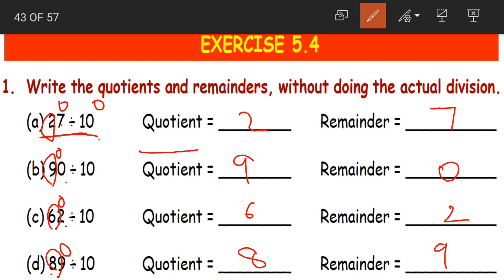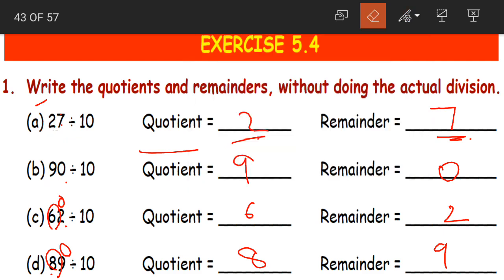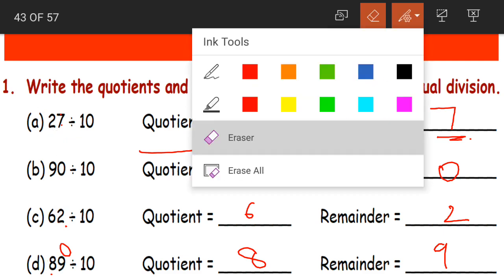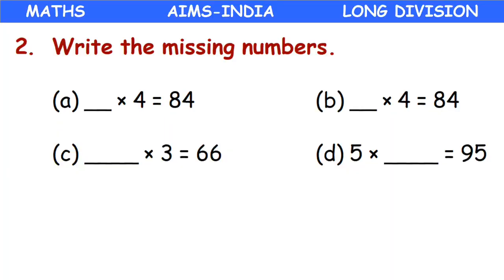If all divisions were this easy, then division would have been your favorite. So the digit in ones place becomes our remainder and the digit in tens place becomes our quotient. For the number 27, 2 is the quotient, 7 is the remainder, 9 is the quotient, 0 is the remainder. In this way we have to do it.